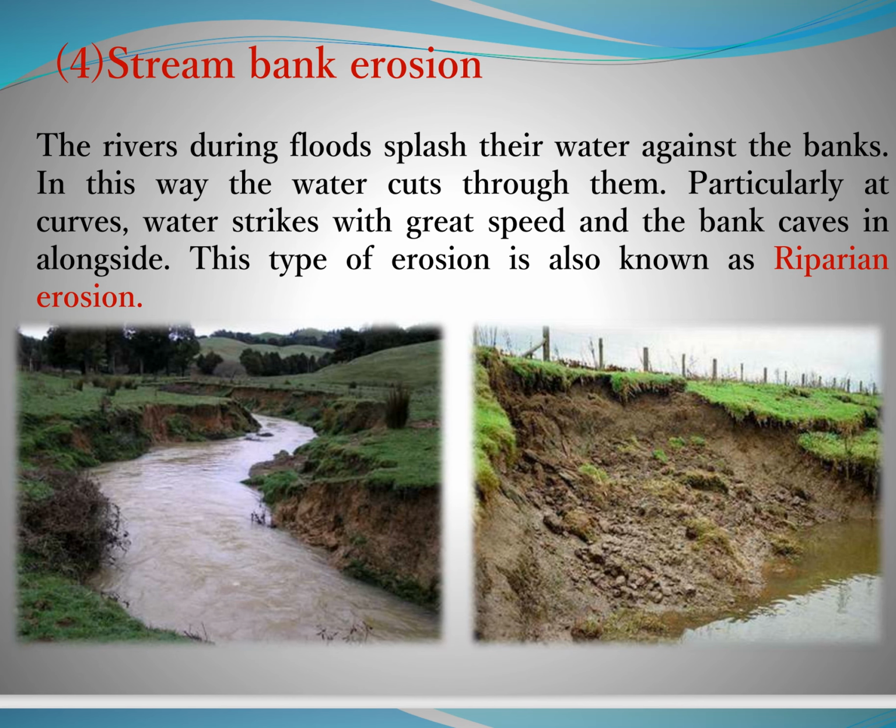So the next type is stream bank erosion. The rivers during floods splash their water against the banks. In this way, the water cuts through them, particularly at curves. Water strikes with great speed and the bank caves in alongside. This type of erosion is also known as riparian erosion. So this is basically the type of erosion which occurs on the river banks due to the movement of the river.